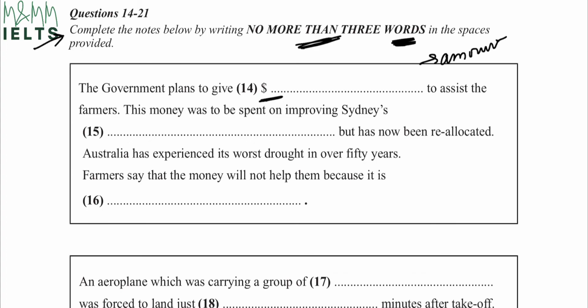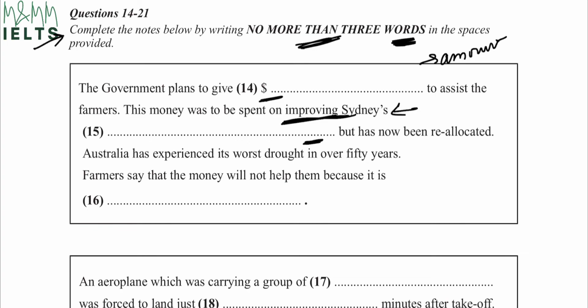Okay, this money was to be spent on improving Sydney's dash, but has now been reallocated. So this is something very unpredictable. Improving what? We have no idea of the scenario. So something has to be improved in Sydney. What I'll do is I'll just underline these 2 words. I know it is regarding Sydney. It is regarding some sort of an improvement. So these 2 words are very important.